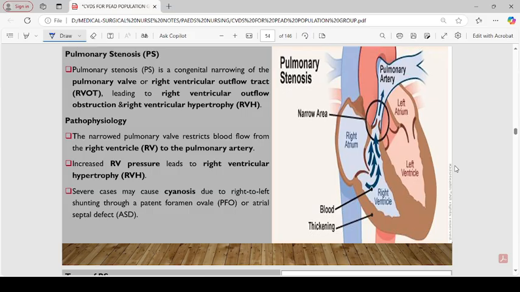So, the narrowed pulmonary valve restricts blood flow from the right ventricle to the pulmonary artery, leading to increased right ventricular pressure, which leads to right ventricular hypertrophy. Severe cases may cause cyanosis due to the right to left shunting through the patent foramen ovale or atrial septal defects.